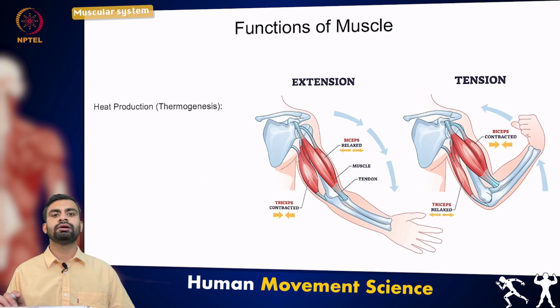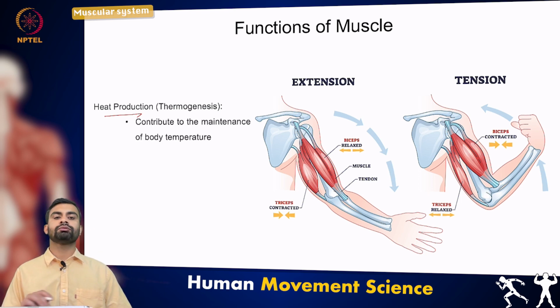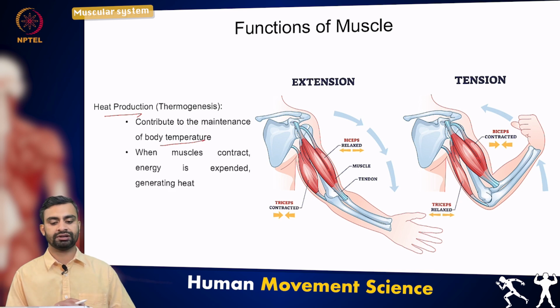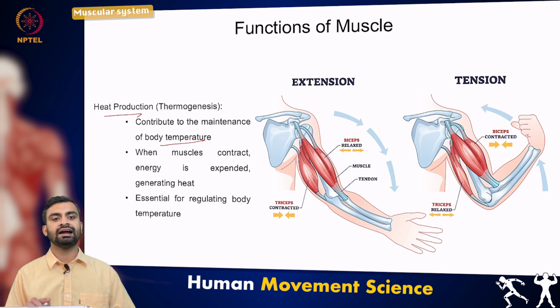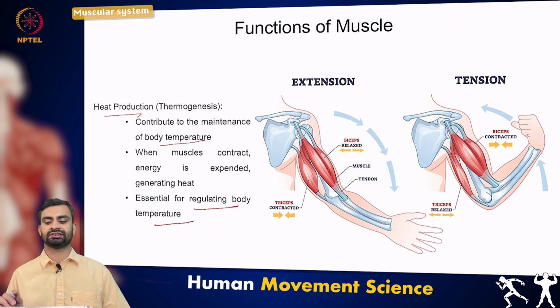Muscles also help in heat production in the body. While producing heat, they contribute to the maintenance of the body temperature. So what happens when muscles contract, energy is expended, and that results in generation of heat, and that heat is essential for regulating our body temperature. So it also helps in homeostasis.